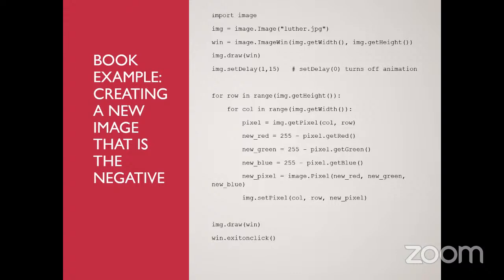First, I'm going to import image. I'm going to create an image. In this case, it's luther.jpg. Just the names make more sense when you realize that all the files you're going to download are like Infinity War pictures and stuff like that.